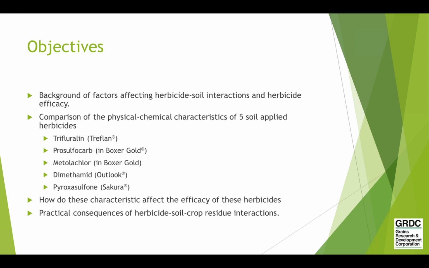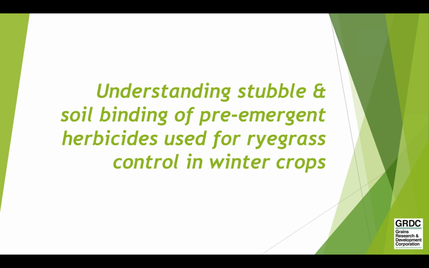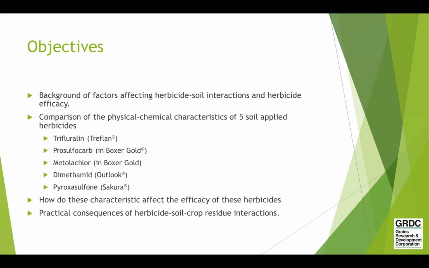So as Mark said, what I'm going to be talking about today are factors affecting the understanding of the stubble and soil binding of pre-emergence herbicides that are used for ryegrass control in winter crops in Australia. My objectives over the next 30 minutes are first to do a brief background of factors that affect herbicide-soil interactions and herbicide efficacy to set the table, and then compare the physical-chemical characteristics of the 5 soil-applied herbicides: trifluralin, prosulfocarb, and metolachlor, which are both parts of Boxer Gold, dimethenamid, which is Outlook, and pyroxasulfone.